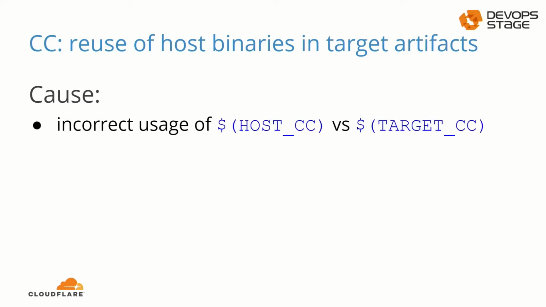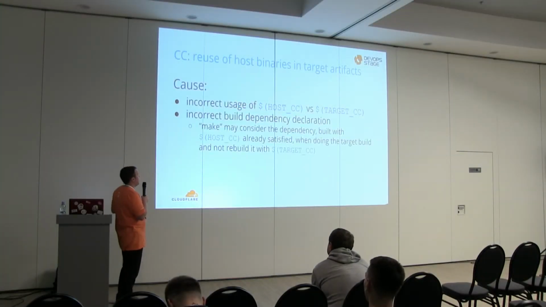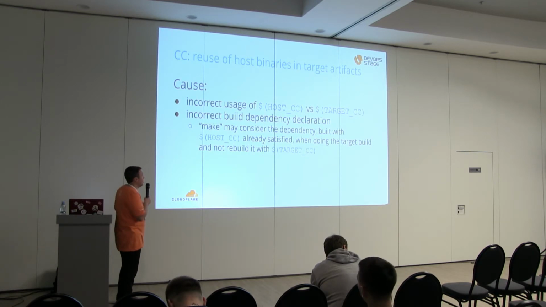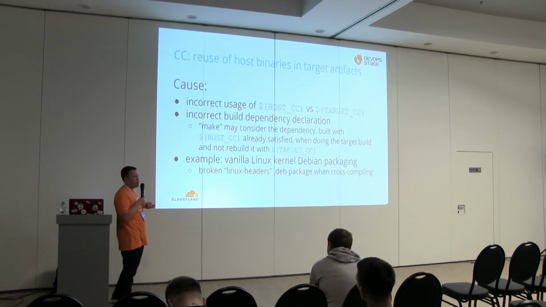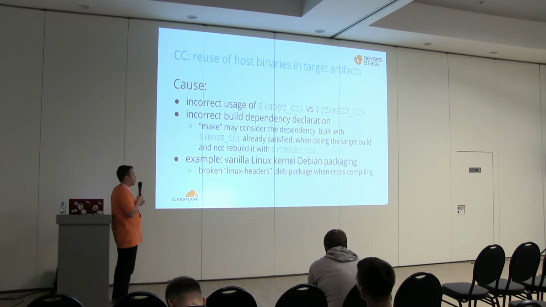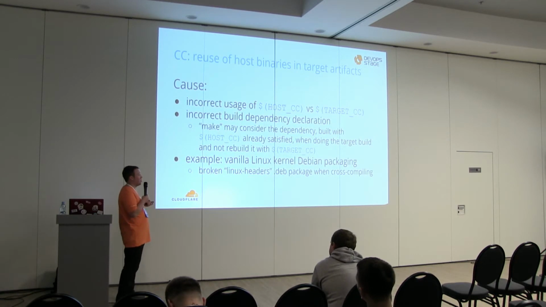The cause here is incorrect usage of the compiler. You process your target artifacts with an invalid compiler, your host compiler. And sometimes it happens when you incorrectly declare build dependencies in makefiles. The example we encountered is actually in a big popular project, the vanilla Linux kernel distribution. They have scripts to produce Debian native deb packages with the output, and it produces a broken Linux headers Debian package when you do cross-compilation.